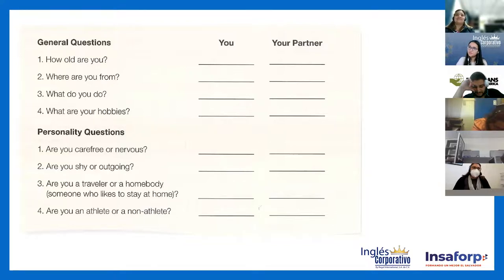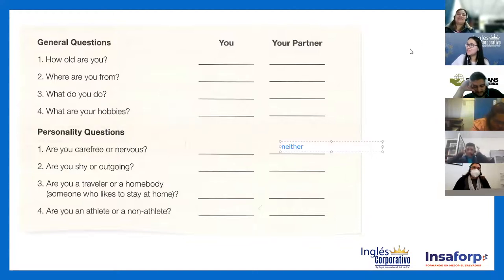She is outgoing. She is bold. And she is not an athlete. She is not an athlete, really, Ivania? Why? You don't like sports. Okay, that's great.